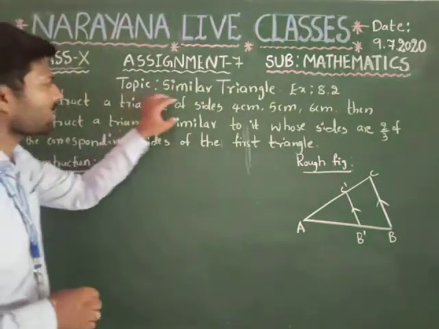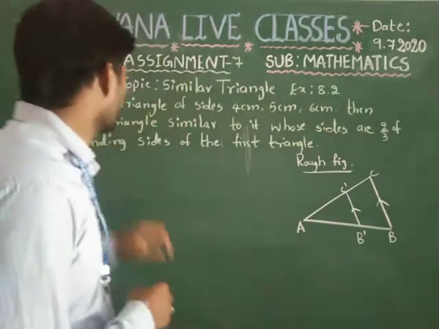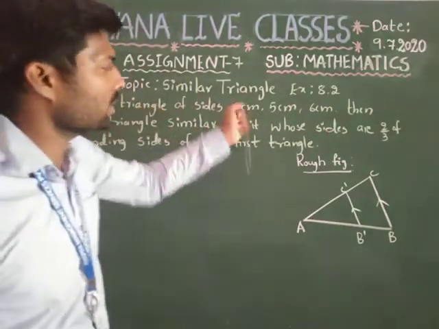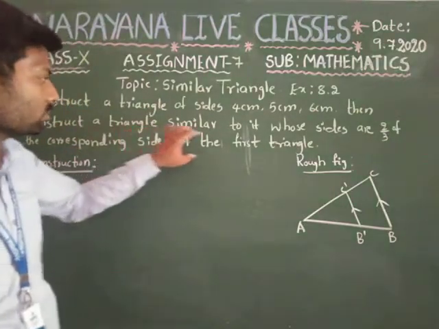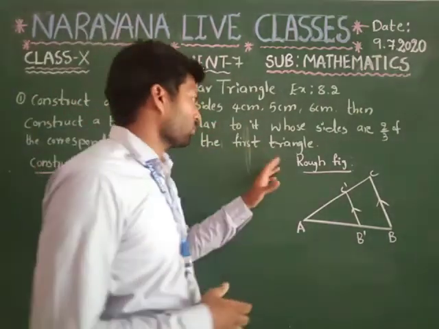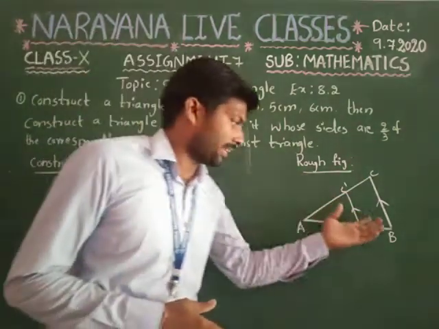Construct a triangle of sides 4 cm, 5 cm, 6 cm. Then construct a triangle similar to it whose sides are 2 by 3 of the corresponding sides of the first triangle. Before going to that, first we have to draw a rough diagram. The rough diagram will be like this.